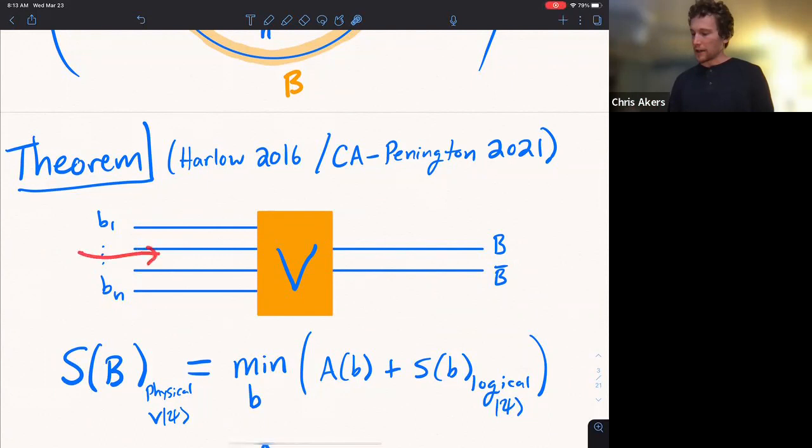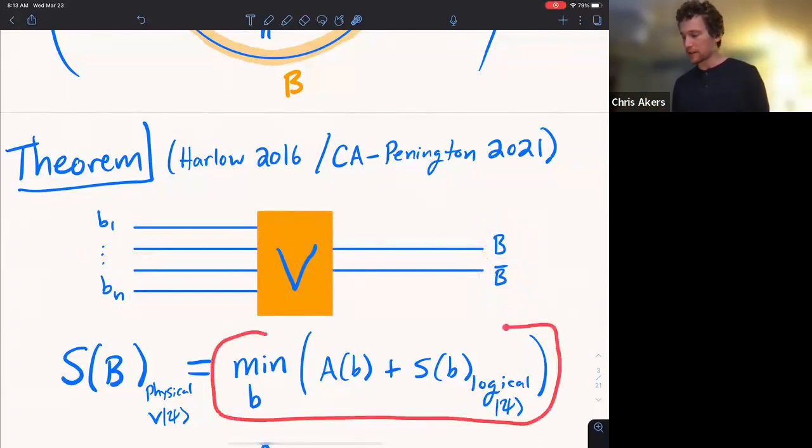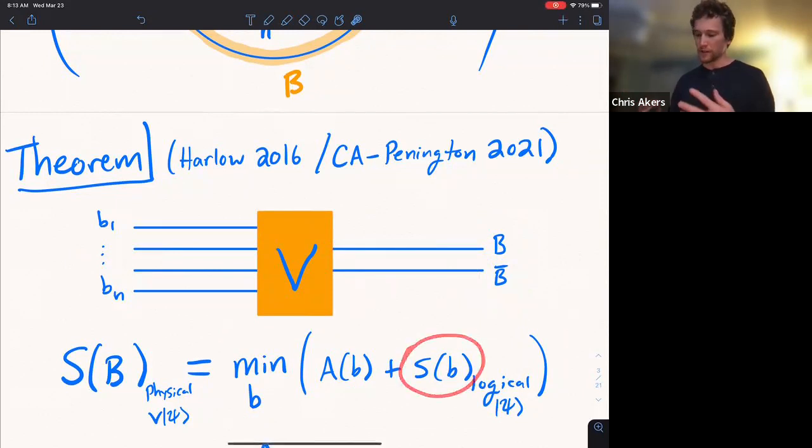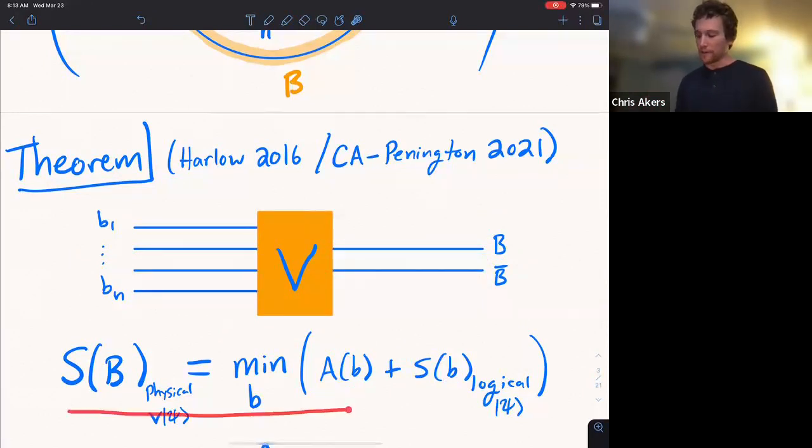You put that in, you act V on it, and then you get some state out on B B bar. You want to compute the von Neumann entropy of capital B in that output state. You can do it with this holographic looking entropy formula, where A of B is some interesting function that can be interpreted as area that I won't go into too much. This is the von Neumann entropy of some, so little b is supposed to be some union of like the B_i's. But the point is that you get some holographic entropy looking formula.